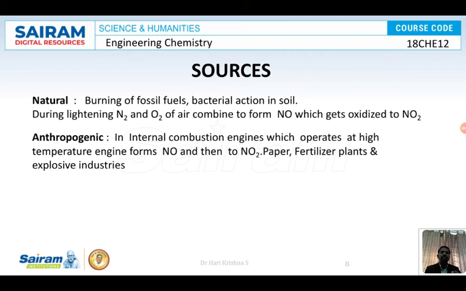Then what are the anthropogenic sources? Anthropogenic sources are once again automobiles, that is the internal combustion engine which operates at high temperature, and also paper industries, fertilizer plants, and explosive industries. So automobiles, fertilizer industries, paper industries, explosive industries. These are the four major anthropogenic sources of oxides of nitrogen.